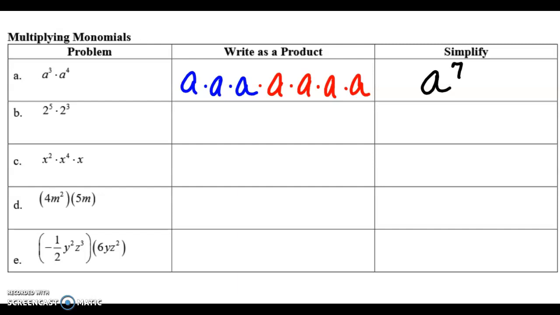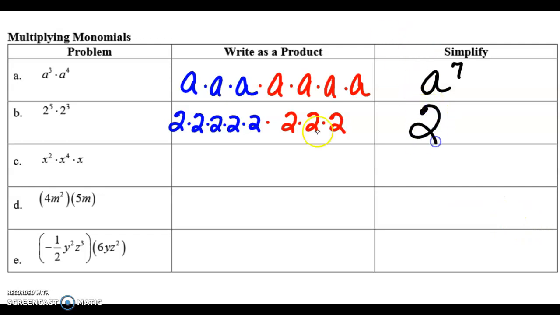Similar situation here. We have 5 2's. We are multiplying them by 3 2's. And the result is we actually have 8 2's. Okay, the base here is called 2. The base here was a. The base is what is being raised to a power. So even though the base is not a letter, we don't change it. We leave it as a 2 because we have 8 2's.